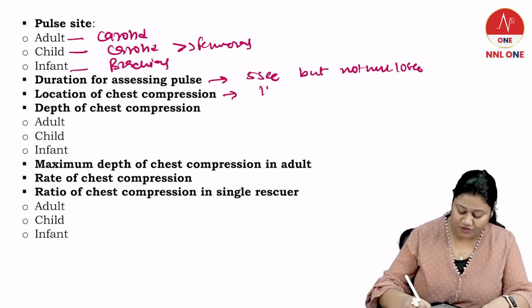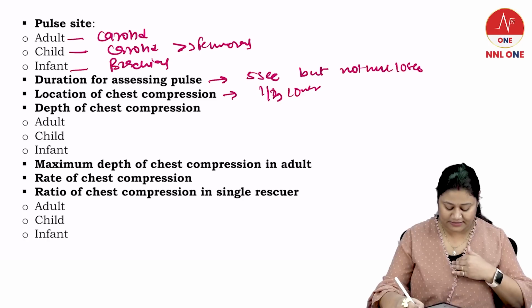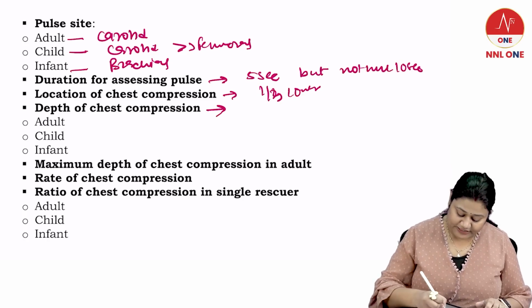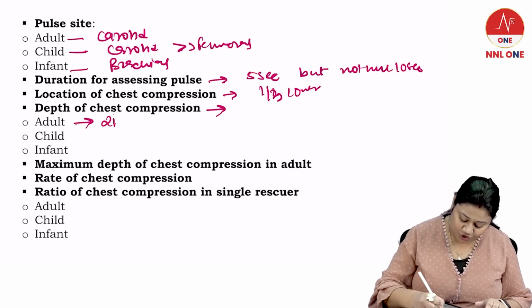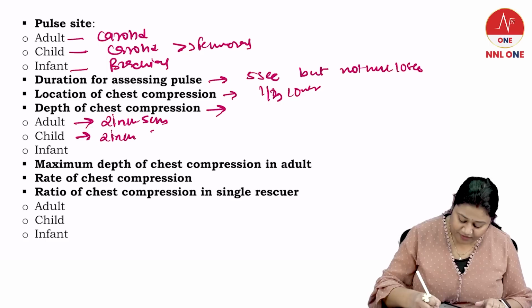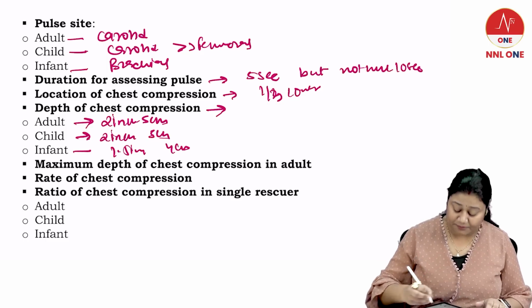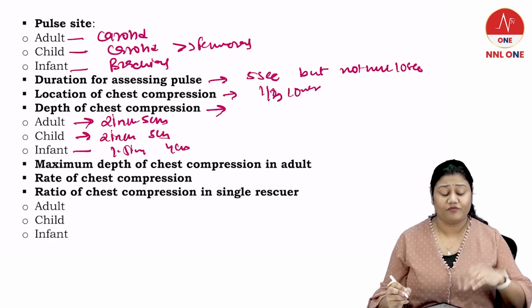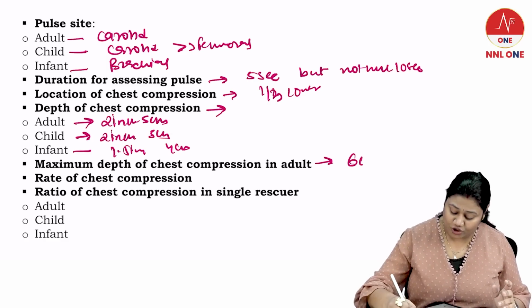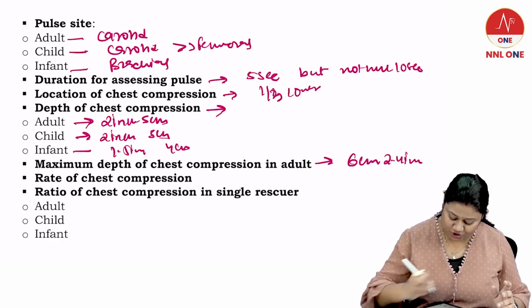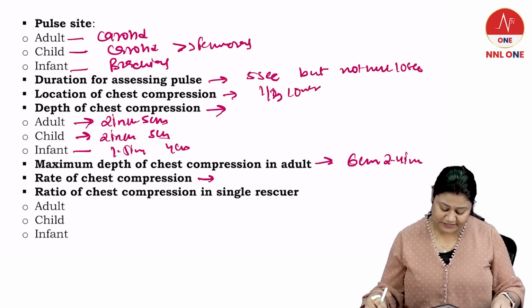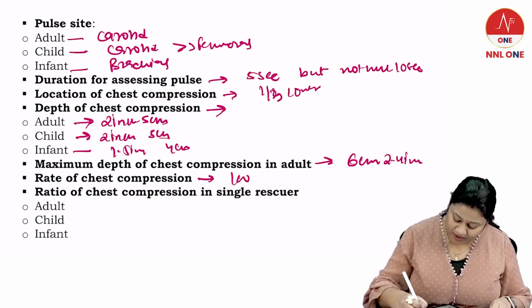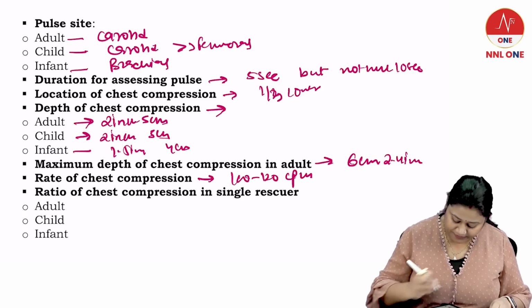Location of chest compression, lower one third of the sternum. What is the depth of chest compression? In case of adult, it should be 2 inches, 5 centimeters; child 2 inches, 5 centimeters; infant 1.5 inches, 4 centimeters. Maximum depth of chest compression, beyond which we should not go in an adult, is 6 centimeters, 2.4 inches. What is the rate of chest compression? The rate should be 100 to 120 compressions per minute.